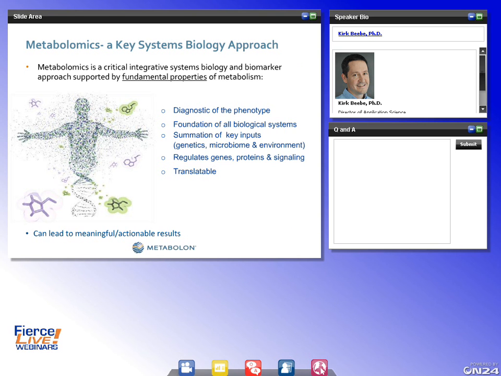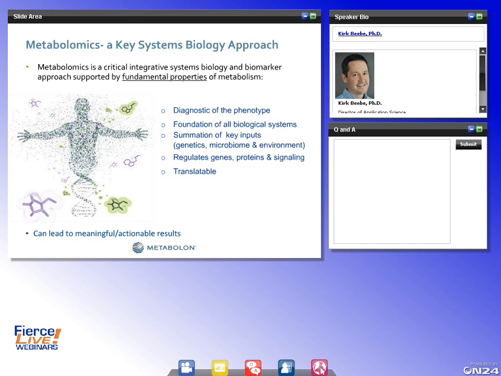But the main thing, hopefully you were able to gain an appreciation for, is that this is really a key systems biology tool. And it's due to its fundamental properties, things that we discussed in detail in this presentation: the fact that metabolites are really a surrogate for the phenotype, an intermediate phenotype, diagnostic to the phenotype; the fact that they're the foundation of all biological systems. And the other really important feature is that they offer a summation of some of these key drivers of phenotype, whether it's genetics, microbiome, or environment.